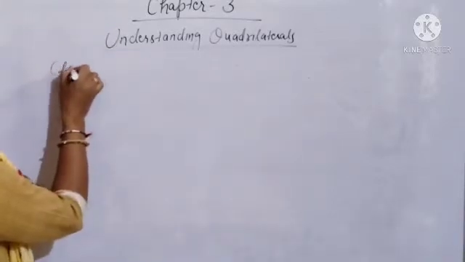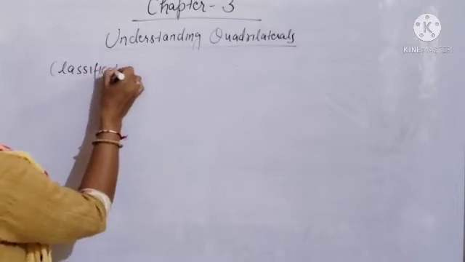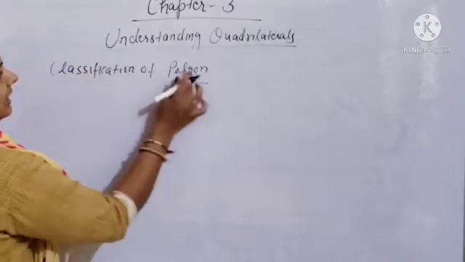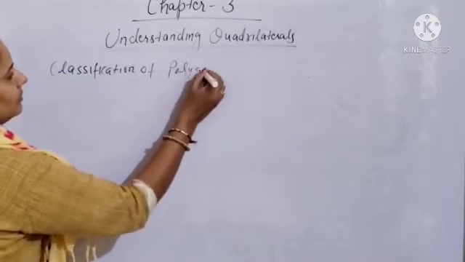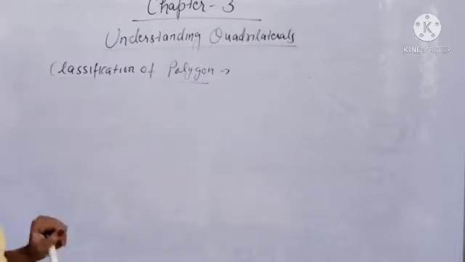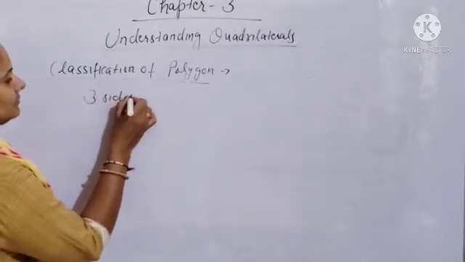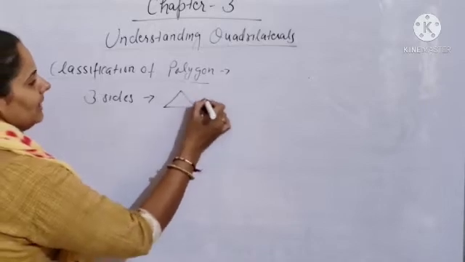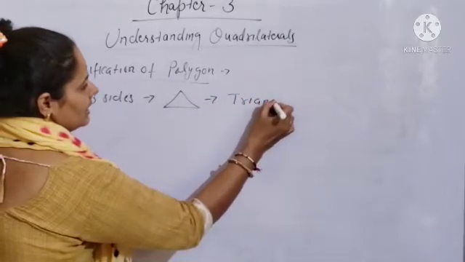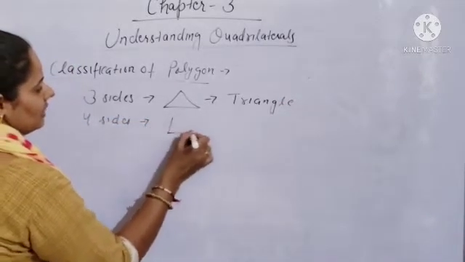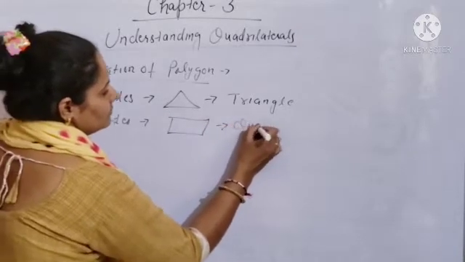Next topic, classification of polygon. So what is the classification of polygon? It means you classify the polygon according to how many sides and how many vertices it has. So for example, beta, if 3 sides are given, the polygon will be a triangle. With 4 sides, you can say it will be a quadrilateral.